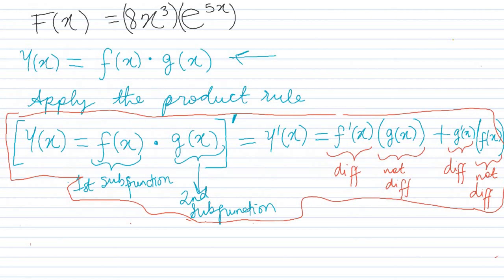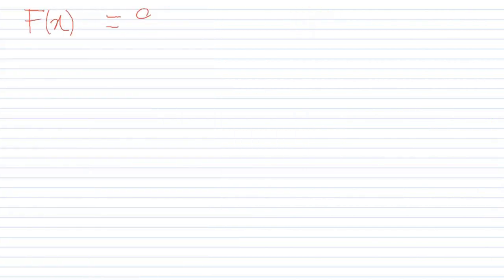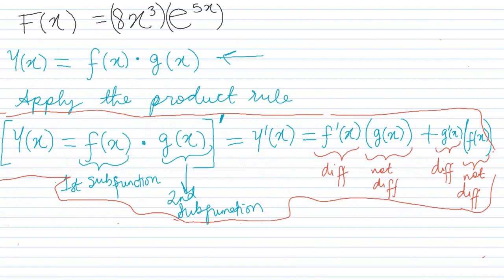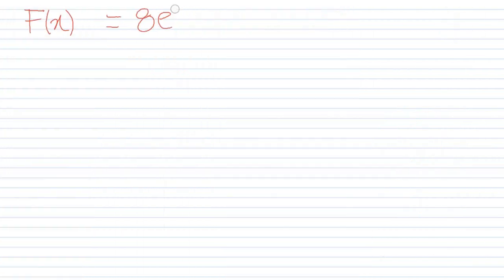For this next page, let's go back to the question. We have a big F of x equals 8x cubed, apologies for that, 8x cubed multiplied by e to the 5x. So multiplied by e to the 5x.